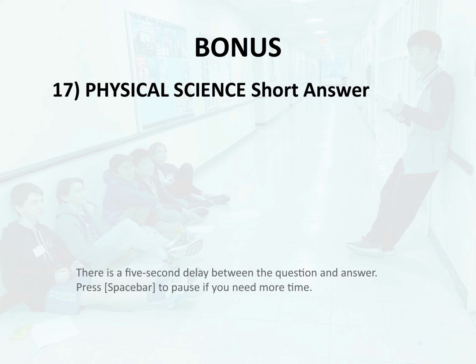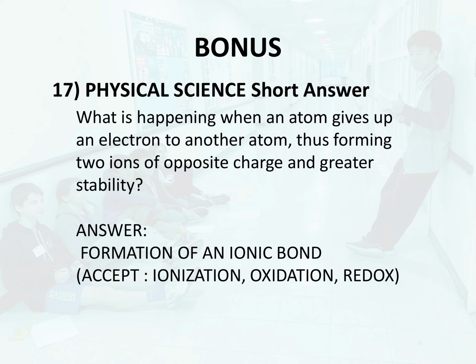Bonus 17. Physical science. Short answer. What is happening when an atom gives up an electron to another atom, thus forming two ions of opposite charge and greater stability? Answer: Formation of an ionic bond.